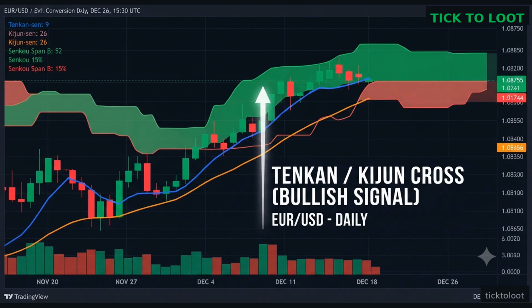The Tenkan/Kijun cross is another important component of the Ichimoku Cloud. When the Tenkan-sen crosses above the Kijun-san, it is considered a bullish signal, and when the Tenkan-sen crosses below the Kijun-san, it is considered a bearish signal. This is similar to a moving average crossover signal, but with a few key differences. The Tenkan/Kijun cross is used to confirm the trend direction and to generate buy and sell signals.